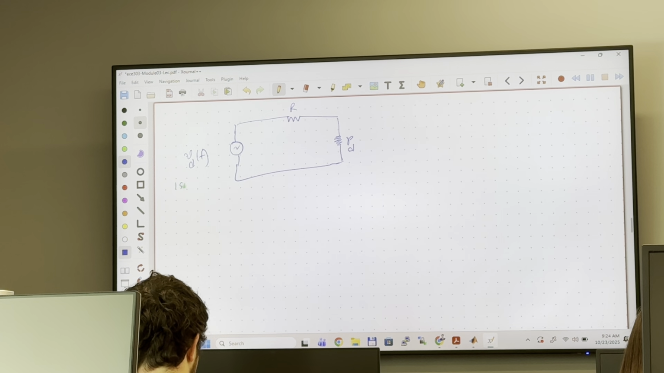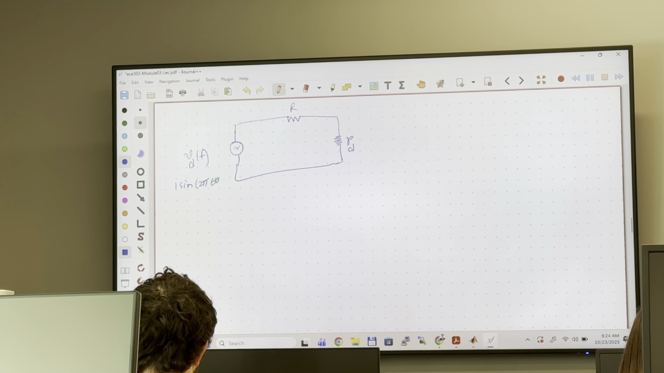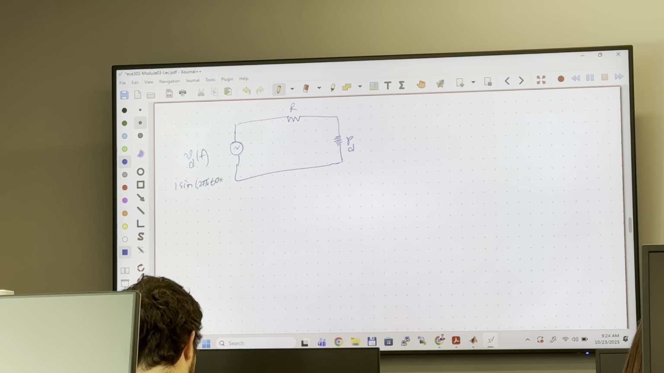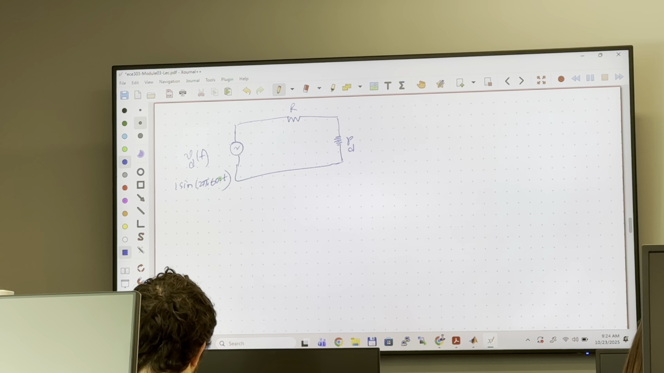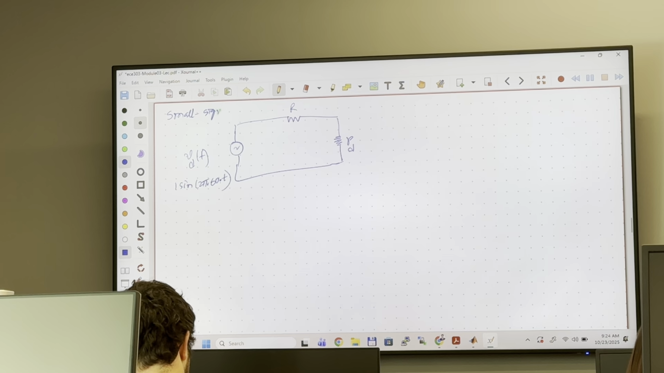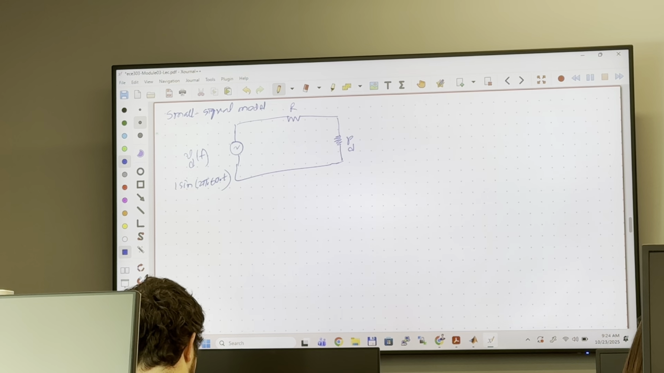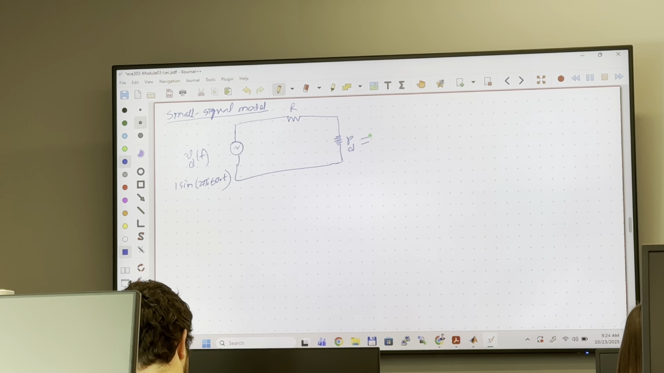It is 1 sine 2 pi 60 t. Okay, so now it is a small signal analysis. Small signal model. So we replace the diode with the small signal model. This is the small resistance. And what is the equation for RD, guys? RD equals VT over ID. Okay, how much is it?